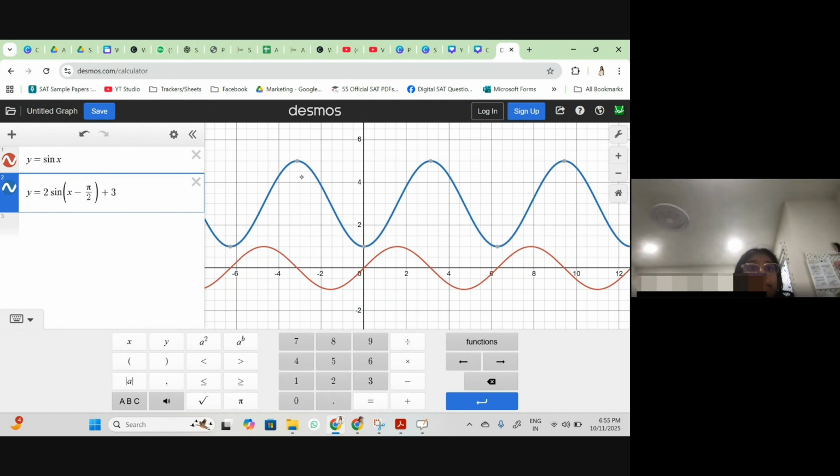Okay, right. y equals 3 times cosine of 1/2 x plus pi minus 5.